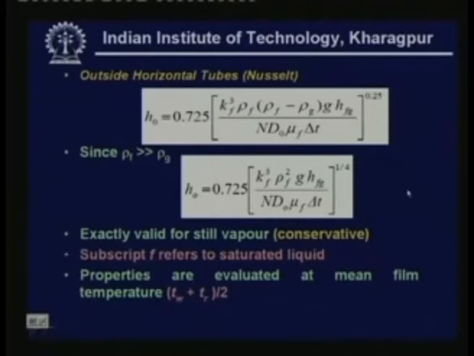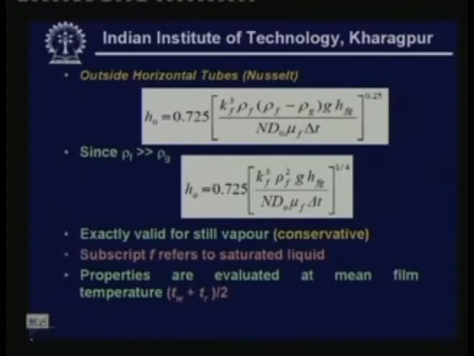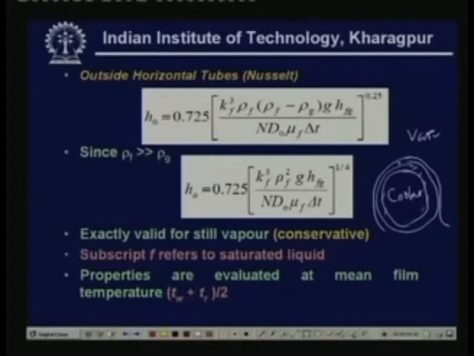Now, let us look at a simple case where condensation is taking place outside horizontal tubes. So you have a tube like this, let us say, and inside the tube the coolant is flowing. Okay, this is coolant, and outside you have the refrigerant vapor. When the refrigerant vapor comes in contact with this tube, outside the tube condensation occurs. So, a liquid film of refrigerant forms on the outside of the horizontal tube.